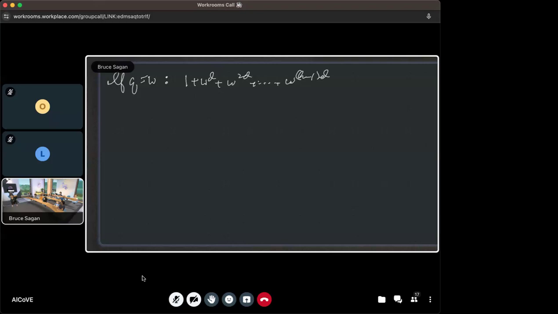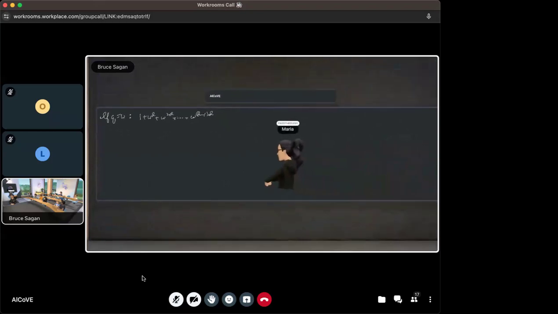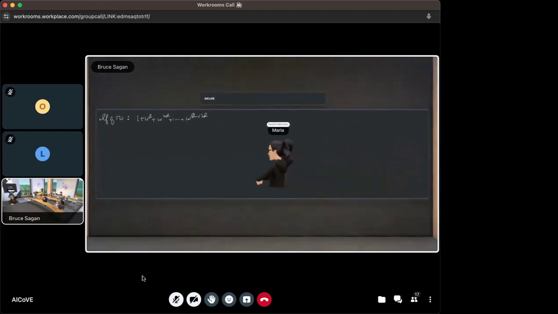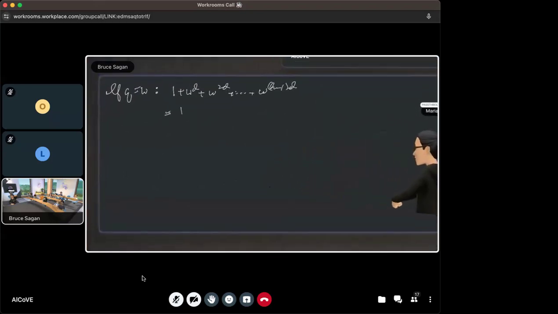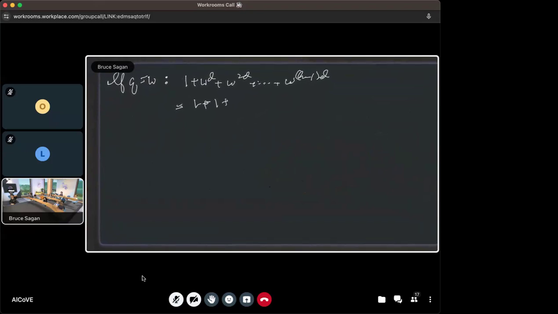Remember, omega was a dth root of unity. So if I raise omega to the d, what do I get? One. And if I raise it to the 2d, still one. Yes, John is holding up the only finger one needs to hold up. So this is just one added to itself k times. So that's k, which is not zero, right? So this part of it is not going to contribute any roots. There are no roots in this part of the thing.